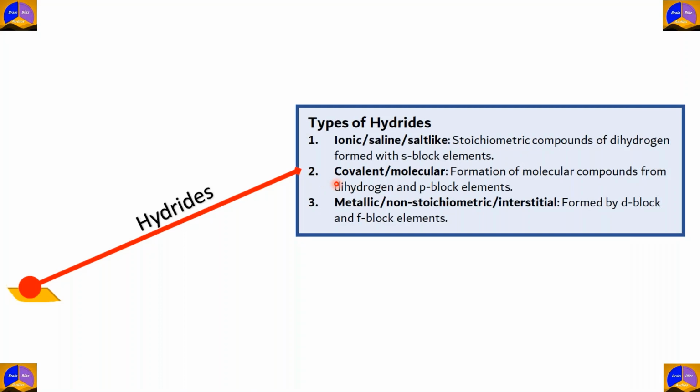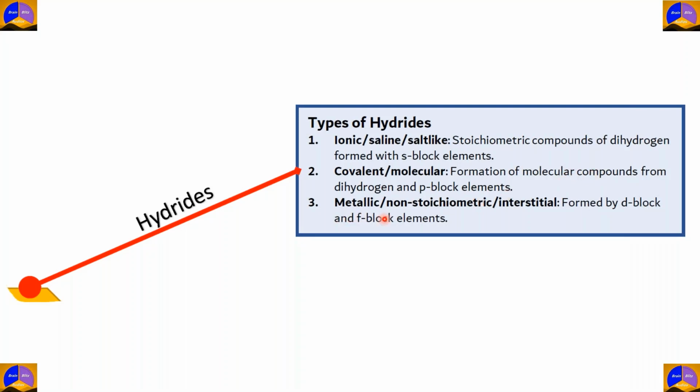The second type of hydride is covalent or molecular. The formation of molecular compounds from dihydrogen and p-block elements constitutes covalent or molecular hydrides. The examples for these are CH4, that is methane, NH3, ammonia, H2O, water, etc. Now, these compounds can either be Lewis acids or Lewis bases, or they can just have the adequate number of electrons. Lewis acid needs electrons and Lewis base gives electrons.